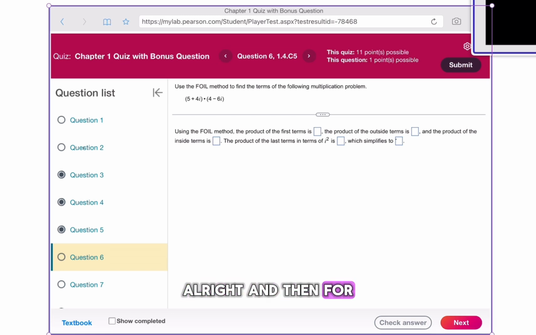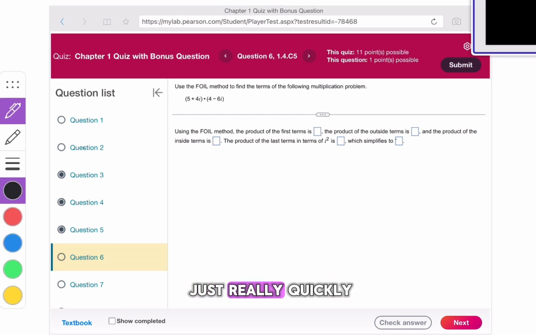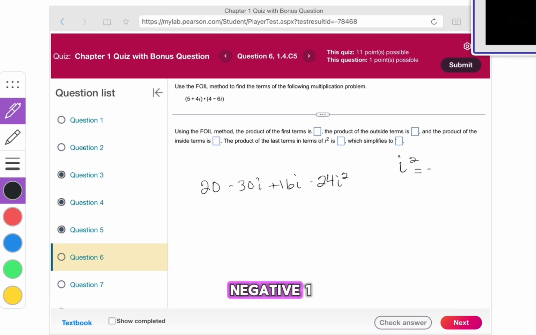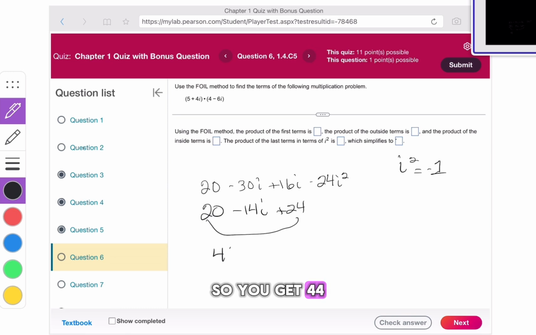All right, and then for one like this, I'll just really quickly, because you're going to have different numbers, you just FOIL. So we'll have 20 minus 30i plus 16i, and then minus 24i squared. Remember, i squared is equal to -1. So this is 20 minus 14i plus 24. And then you combine these two, so you get 44 minus 14i.